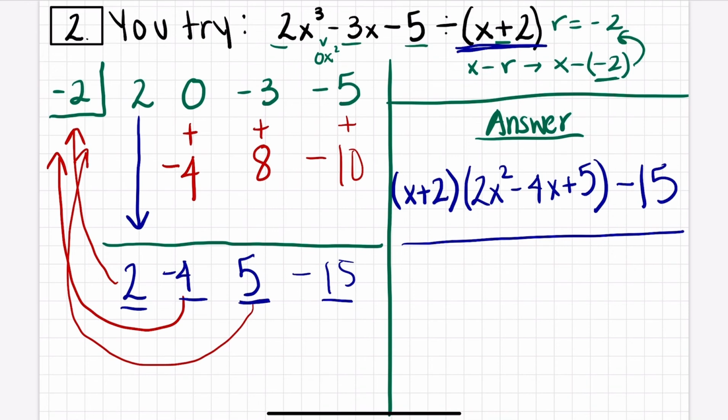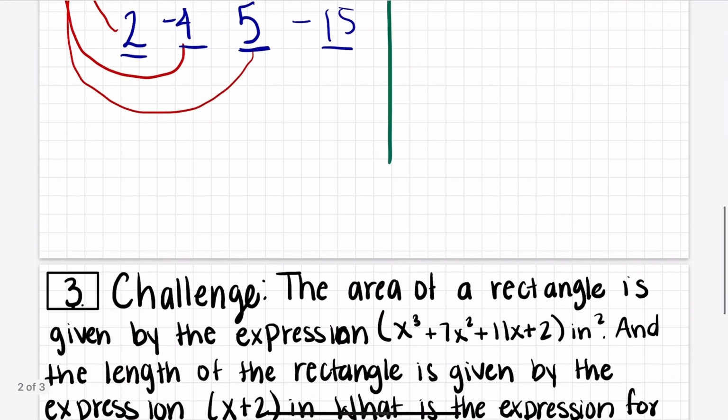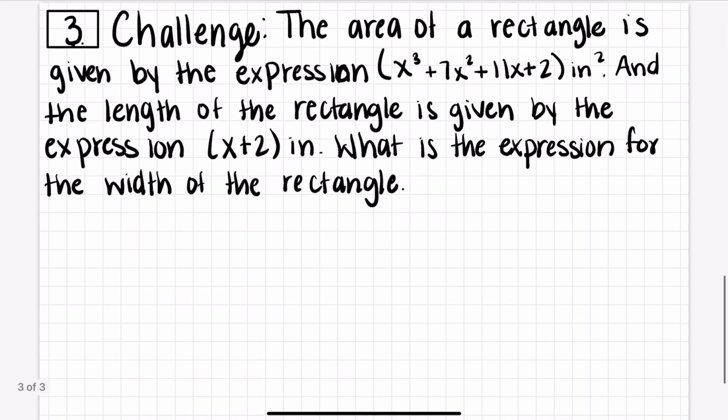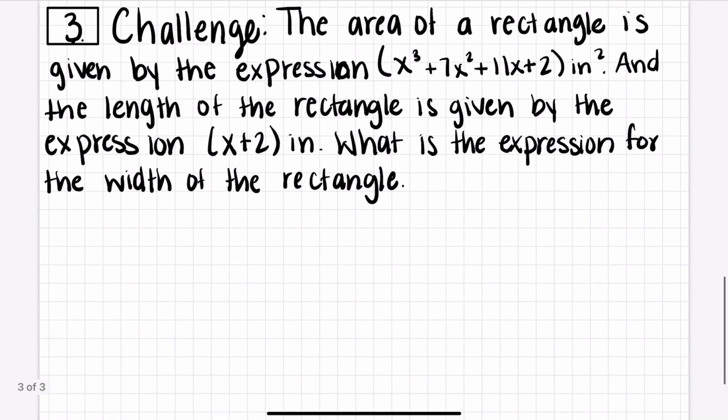All right. Now we're going to move on to our challenge question. And this one you are going to do by yourself. So here's your challenge question. The area of a rectangle is given by the expression x cubed plus 7x squared plus 11x plus 2 inches squared. And the length of the rectangle is given by the expression x plus 2 inches, right? What is the expression for the width of the rectangle?